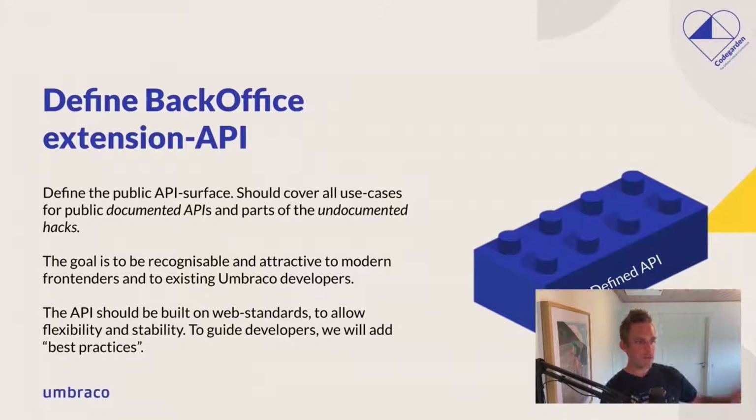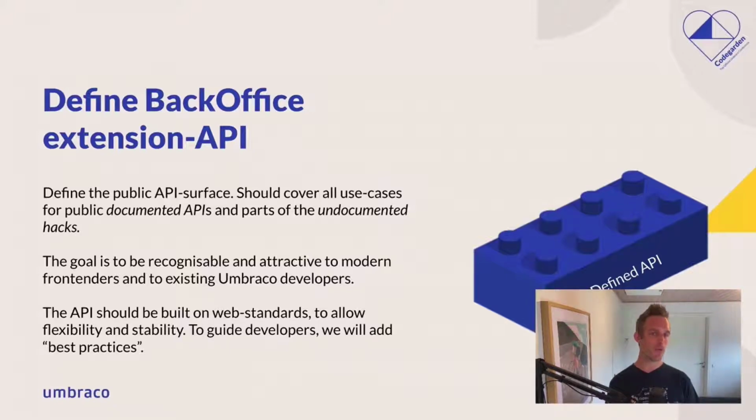So for this API layer, we think that a great solution is to make sure that we define the API very well before we actually start implementing anything, before we start looking into what framework to use for the implementation and all of that stuff. So we want to make sure that we support the use cases that you have, but we also want to be attractive and familiar to people that don't necessarily know Umbraco. So we want it to be more of a modern front-end feel and easily recognizable and understandable for people. So we want the API to be built on web standards and not any framework.